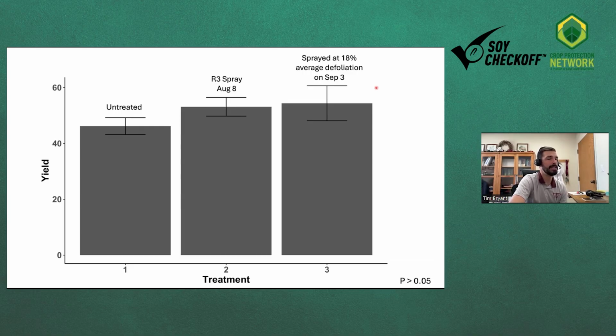But the take-home message of this figure is that the untreated and the automatic application at R3 were not statistically different in the yield potential. So if you're looking at a situation where you didn't reach this threshold, and you made this application for no particular target insect, you're not getting a yield benefit from that application. So in that case, there's just unnecessary input costs.